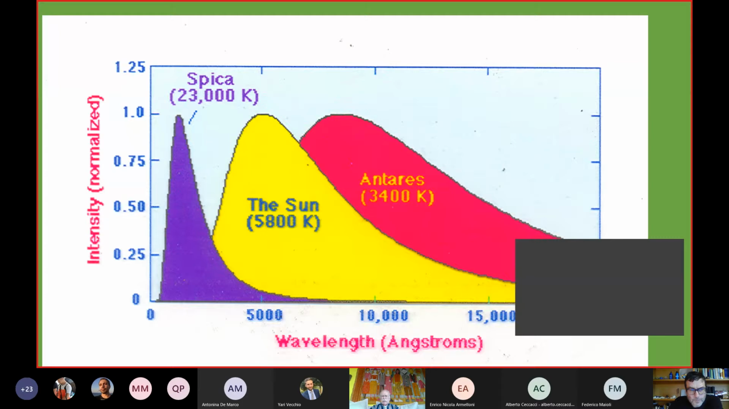Now, just to illustrate, you see in yellow the sun, but we have Antares, the reddish star that you see at the center of the Scorpion constellation, and it is colder, so it is redder than the sun, and you can see Spica that is much hotter, and there most of the radiation comes in the ultraviolet.